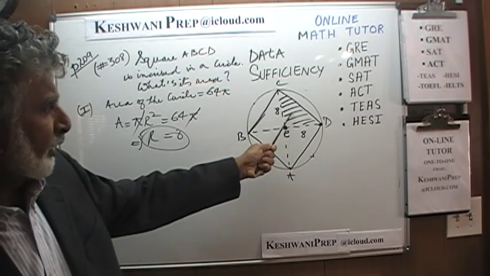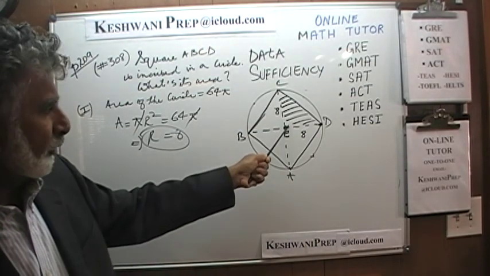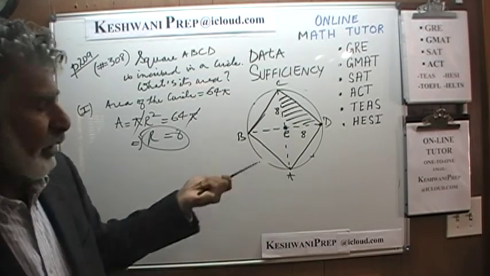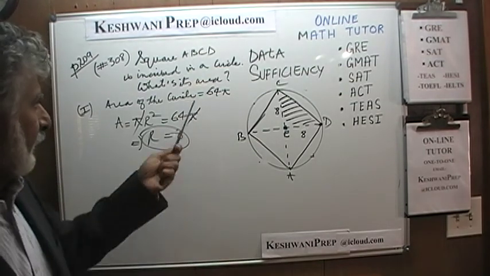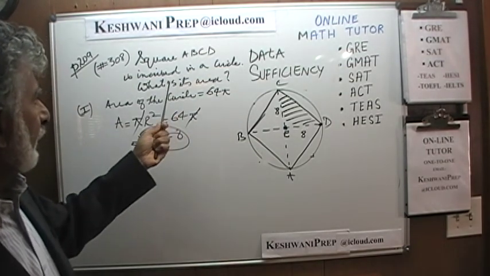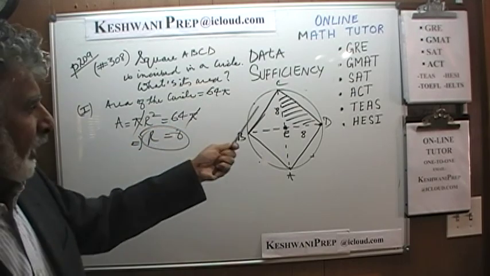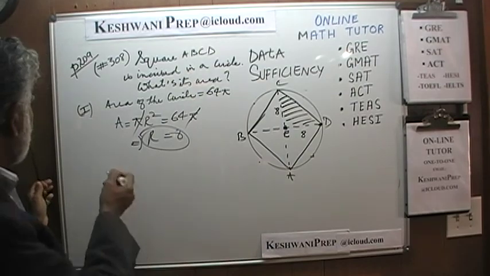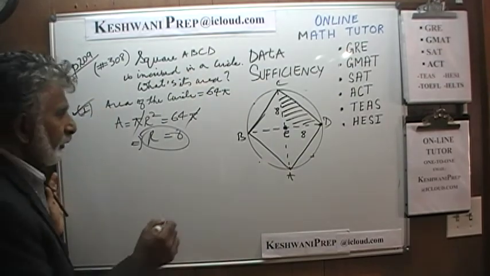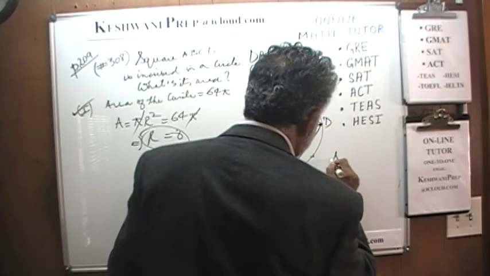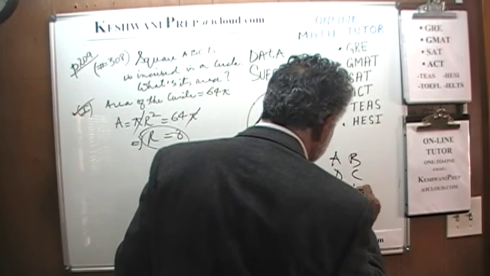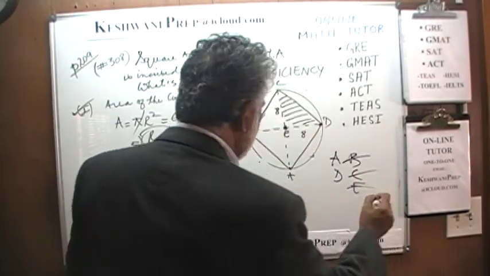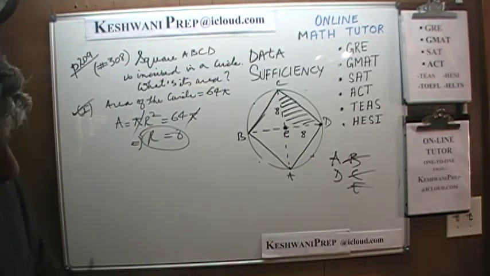Once we know the area of the triangle CDE, all we have to do is multiply it by 4, and we'll have the area of the square. It's just 4 times the area of this triangle. Which means the first statement by itself is enough. A, D, B, C, E. Which means the answer cannot be B, C, or E. It would have to be either A or D.